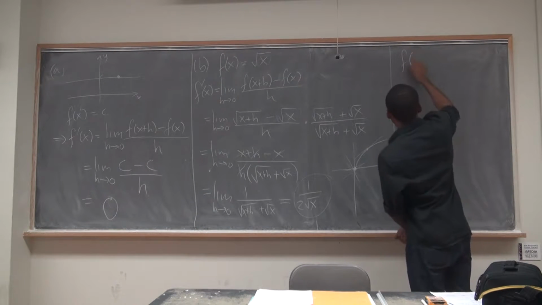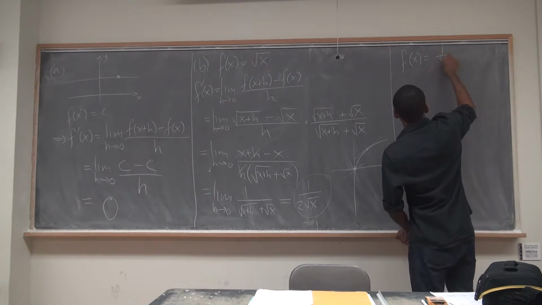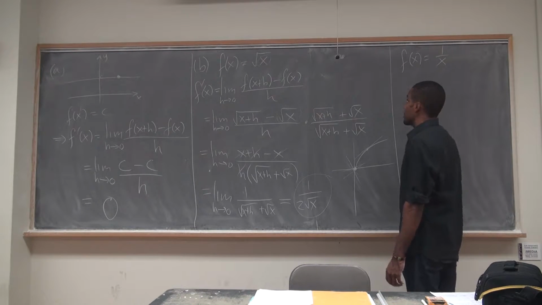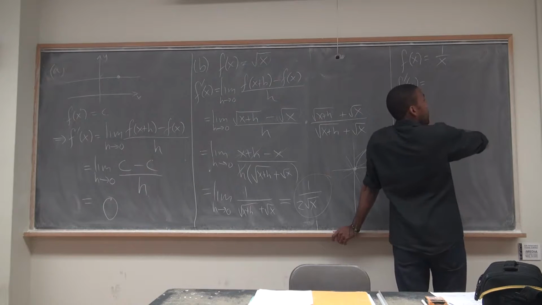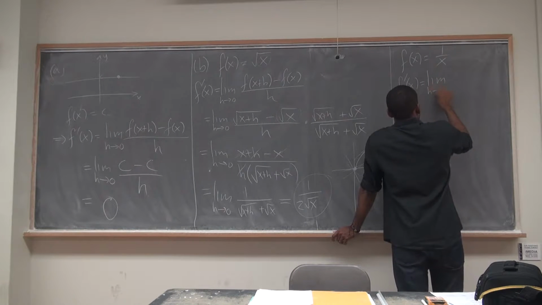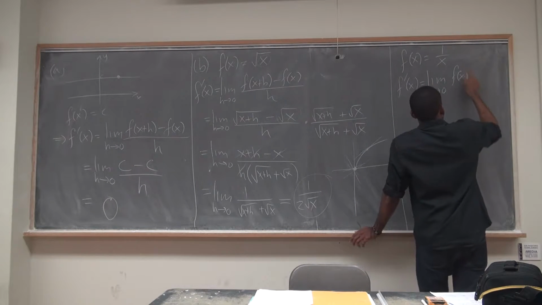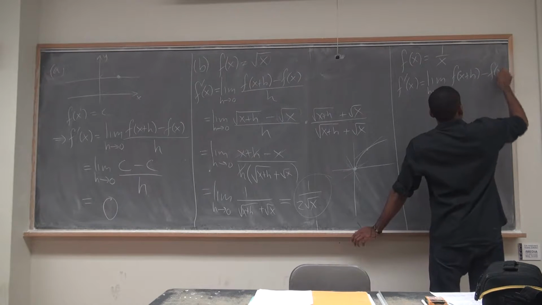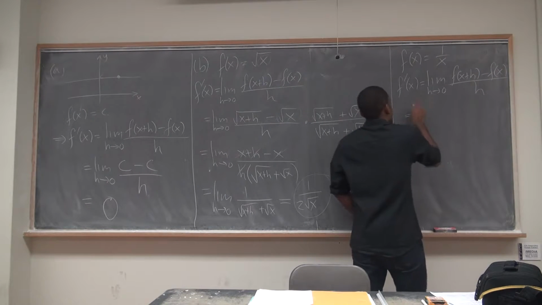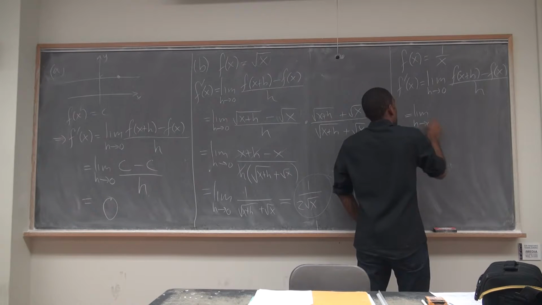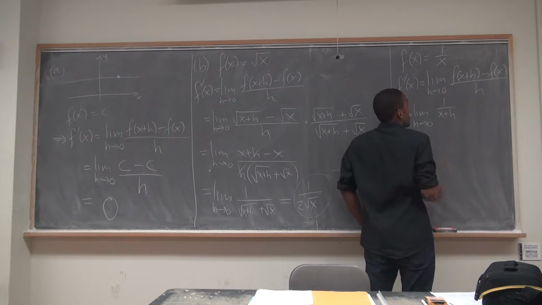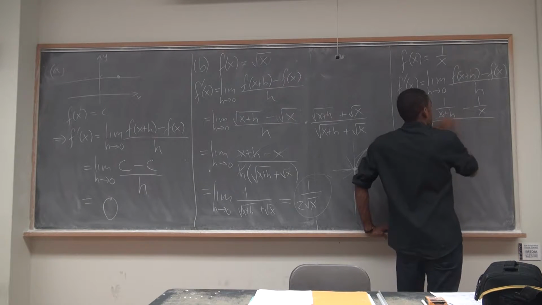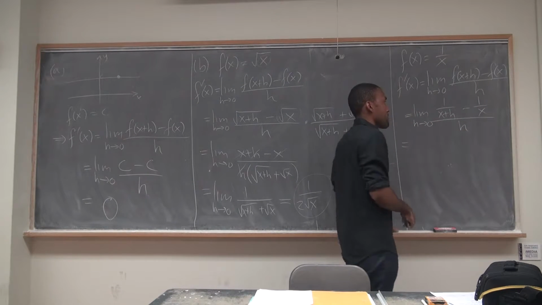1 over x. f prime equals the limit as h approaches 0 of f of x plus h minus f of x, all over h. What's this? 1 over x plus h minus 1 over x, all over h. How do I fix that?